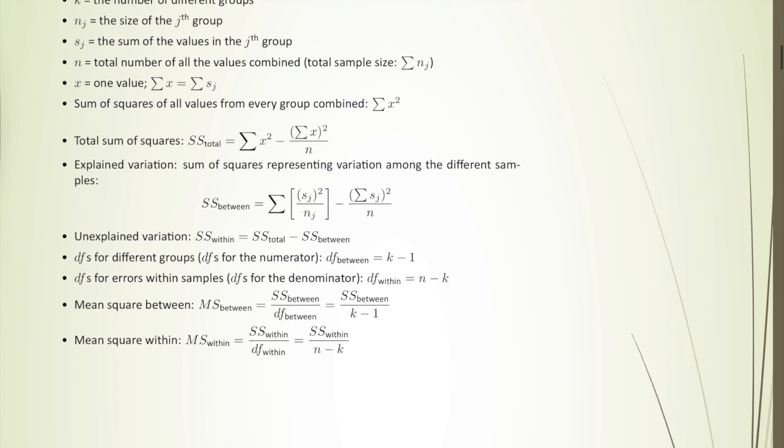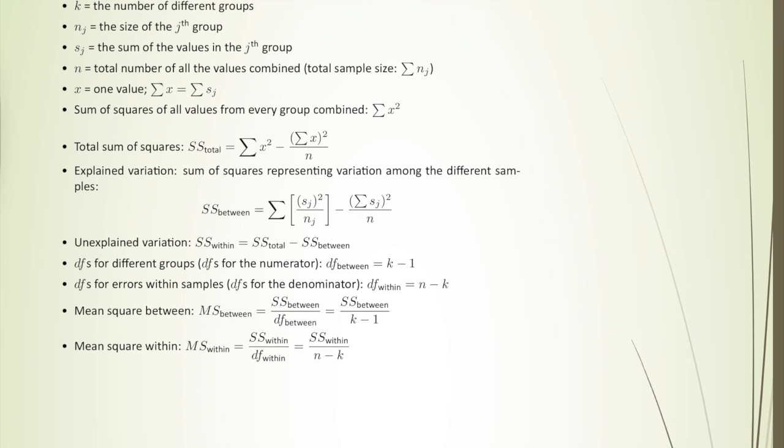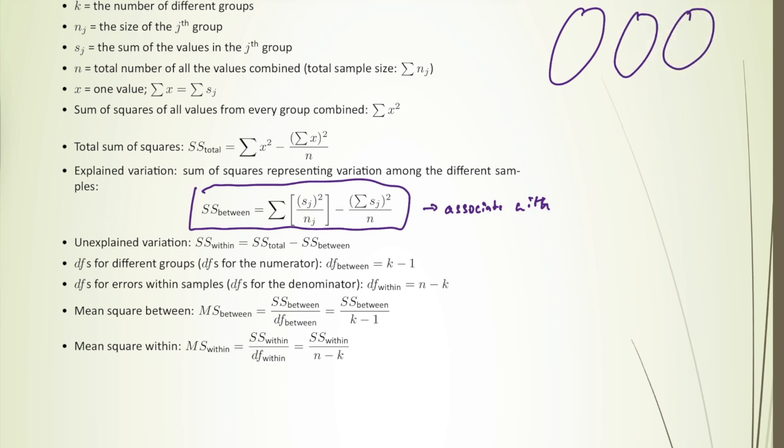Okay, so how do we find these? Well, the variance in between groups is this bit right here, which we can think of as associated with the variance that is described or explained by the groups. And so, you have a bunch of groups here, and they all have data values in them. And each one of these has its own mean.